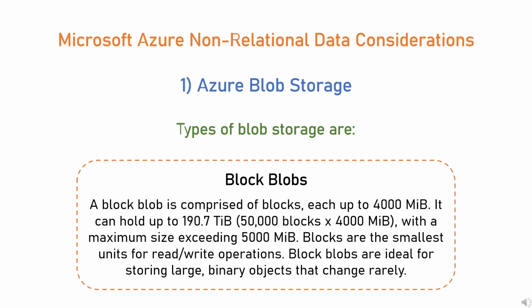Types of blob storage are block blobs. A block blob is comprised of blocks, each up to 4000 MiB. It can hold up to 190.7 TiB with a maximum size exceeding 5000 MiB. Blocks are the smallest units for read or write operations. Block blobs are ideal for storing large binary objects that change rarely.